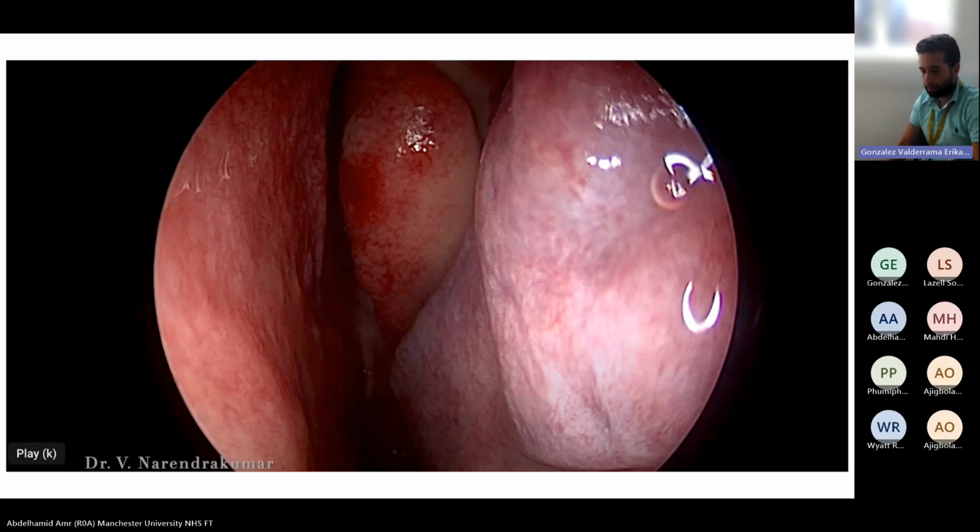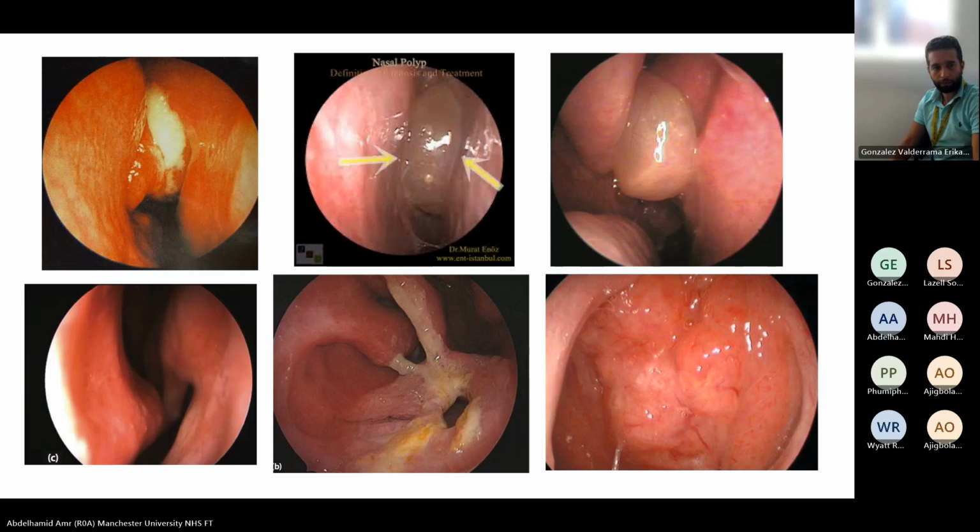So let's have a look at different pathologies. You can see pus in patients with acute rhinosinusitis in the picture on the top left. And then the middle one there. You can't see the cursor? Is that working? Can you see that? All right. What can you see here now?